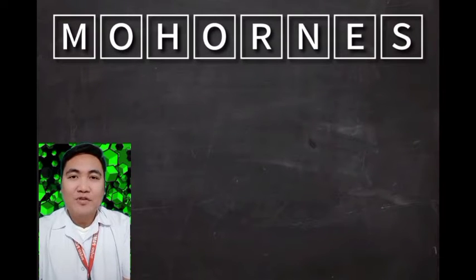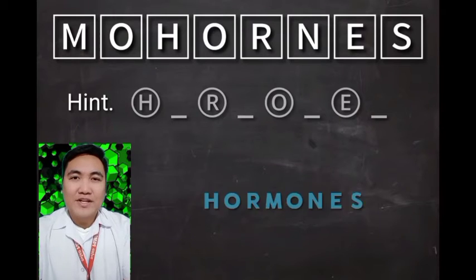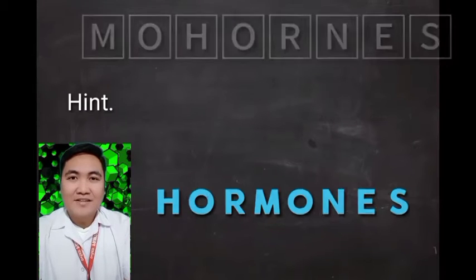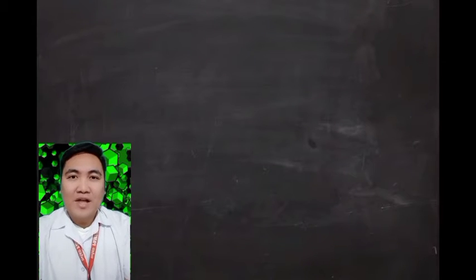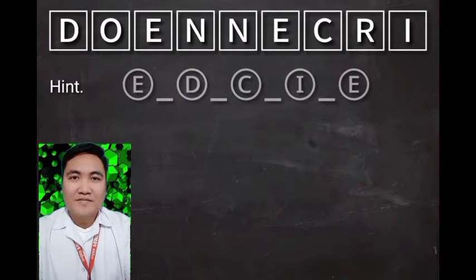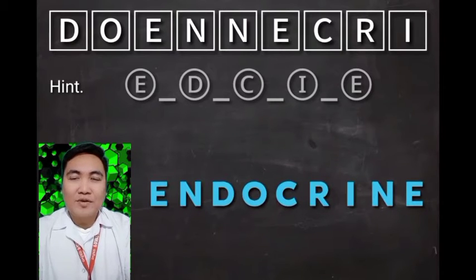What word can you form out of these jumbled letters? Hint. If your answer is hormones, you got it right. Next, what word can you form out of these jumbled letters? Hint. If your answer is endocrine, you got the correct answer.